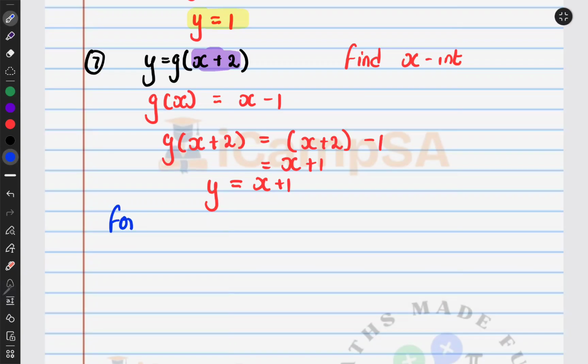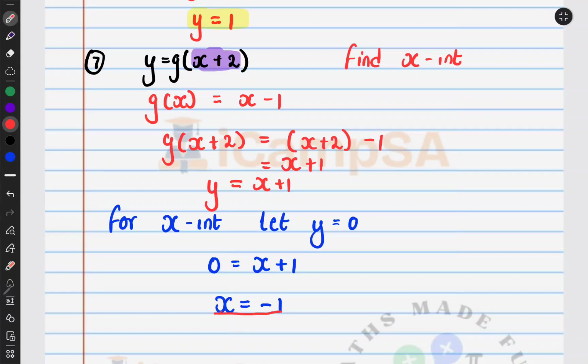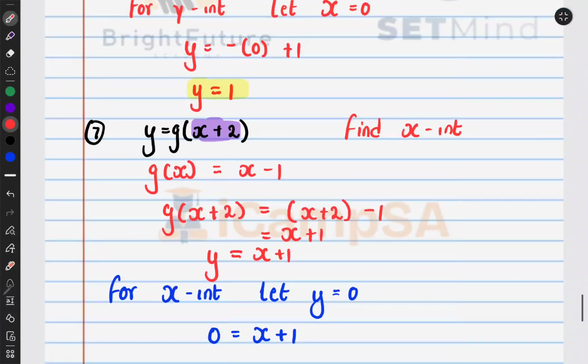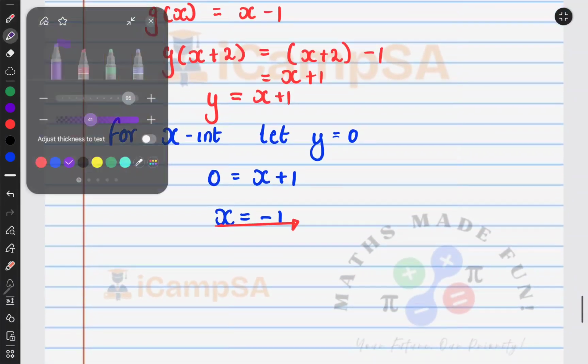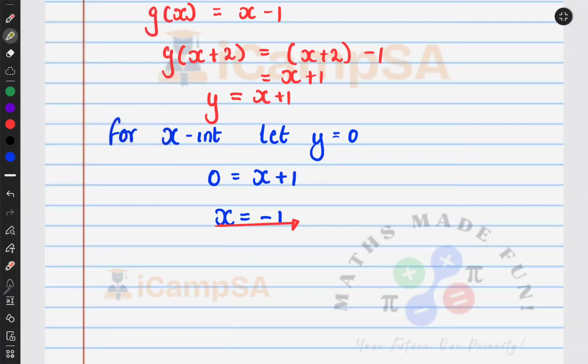Okay, and then we can find the x-intercept. For x-intercept, let y equal to 0. Therefore we're gonna have 0 is equal to x plus 1. We take the 1 to the other side, therefore x is equal to negative 1. That is where our graph will cut the x-axis, at x is equal to -1.